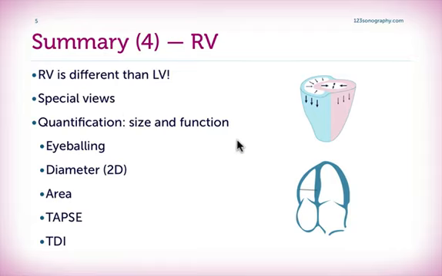And the quantification of right ventricular size and function can be performed using eyeballing, diameter measurements in 2D, area measurements, the so-called TAPSE, and tissue Doppler imaging.